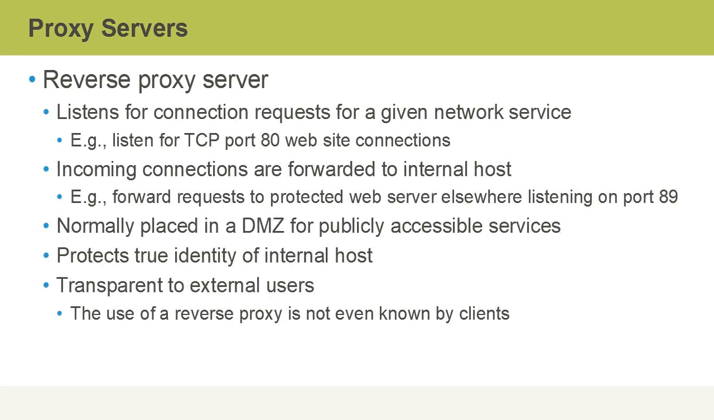A reverse proxy server listens for connection requests for a given network service. So for example, it might listen for TCP port 80 website connections. Incoming connections to the reverse proxy server get forwarded to an internal host elsewhere. So for instance, we might forward requests to a protected web server elsewhere listening on either port 80 or some other port. Normally, reverse proxy servers are placed in a demilitarized zone for publicly accessible services. So it protects the true identity of the internal host offering that network service, and it's completely transparent to external users. They think they're connecting to the real thing. So this is great because the fact that we're even using a reverse proxy isn't even known by client devices.